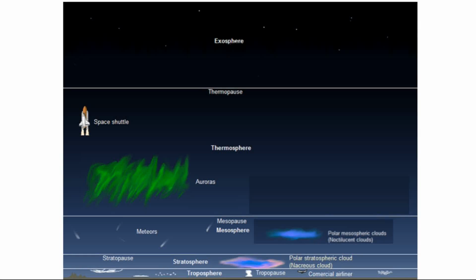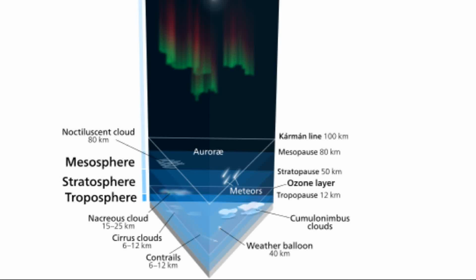Now as I've already spoken, this is the exosphere. As you can see, space shuttles are here on the upper portion of the thermopause. These are auroras here, and you can see these polar mesospheric or noctilucent clouds in the mesopause, polar stratospheric or nacreous clouds in the stratosphere, and in the troposphere you can see a commercial airliner. All these things you can just go through once. Sometimes they may ask this: the ozone layer is present in the stratosphere. These are important. This is called the Kármán line.